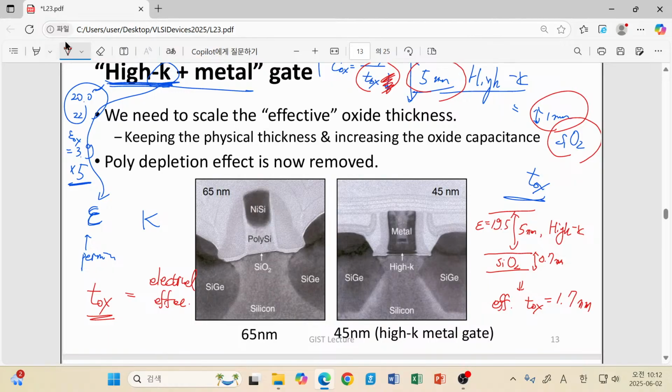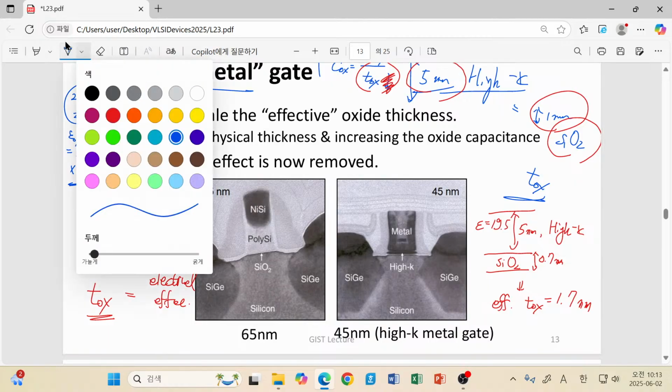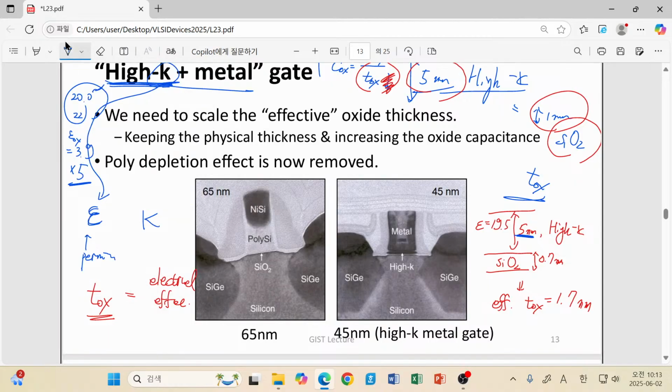Why is it 1.7? Because this 5 nanometer high K layer can be regarded as just a 1 nanometer oxide layer, and here we have the real oxide layer whose thickness is just 0.7. So the overall thickness will be just 1.7 nanometer.